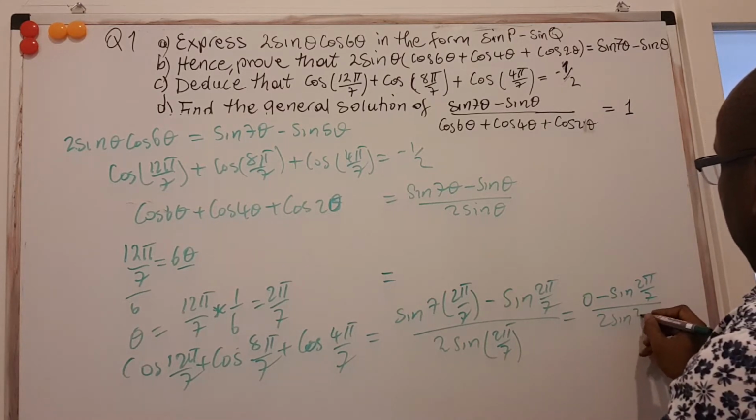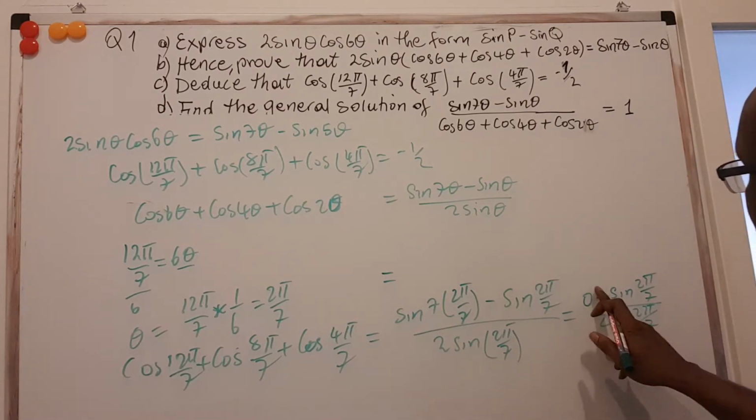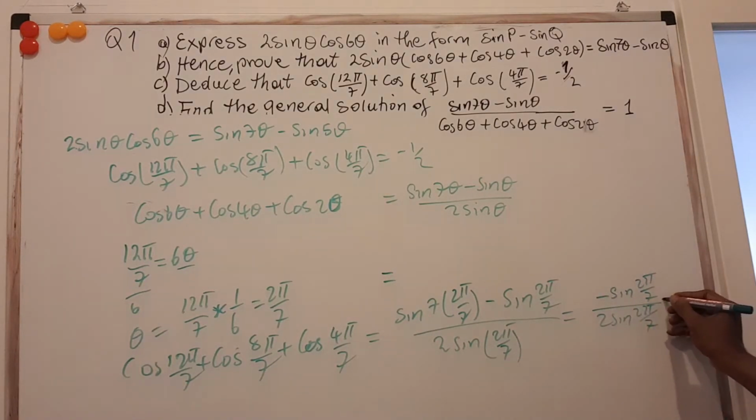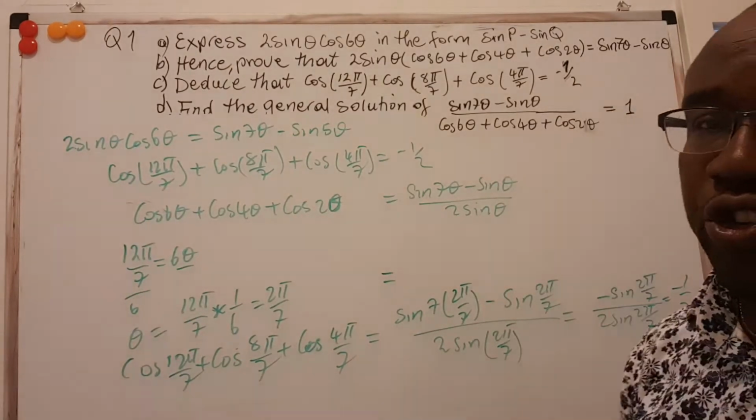The sine of 2 pi divided by 7. Of course, this 0 is not useful. So the sine of 2 pi divided by 7 cancels off, and I get minus 1 above and 2 below, which is what we expected to show.